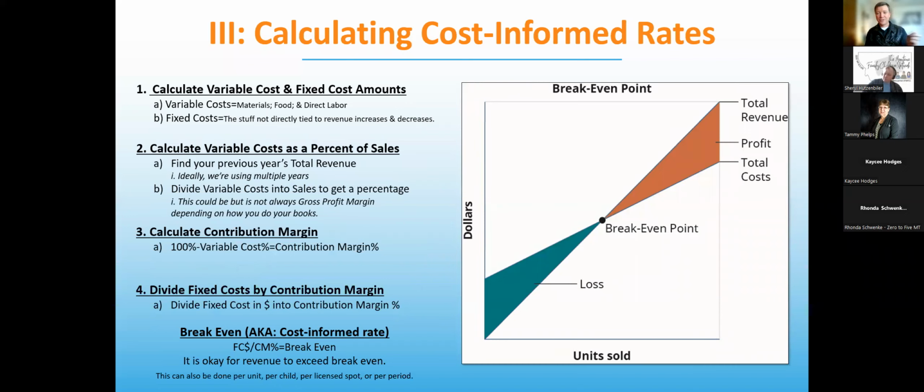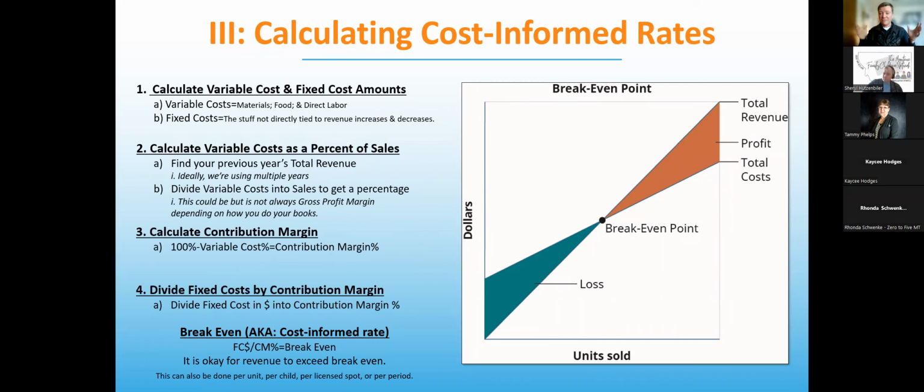So I just told you, I'm going to tell you again in a little bit more detail. So here's how we do it. Fixed and variable costs, what are they? Variable costs are directly tied to delivery of service. Fixed costs, that's the stuff not directly tied to the delivery of the service. That's step 1.